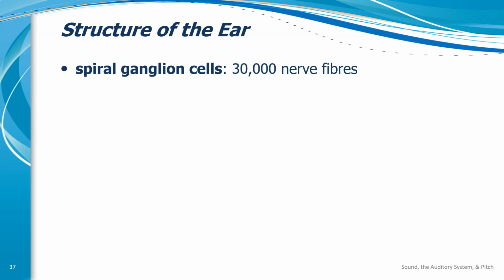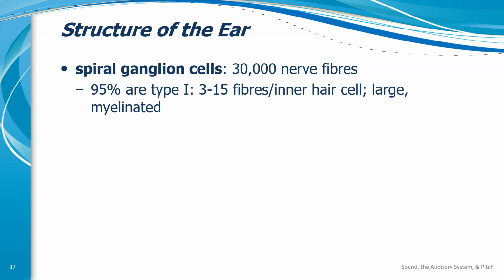So we come to the spiral ganglion cells, and we have 30,000 of these, again, per cochlea. And interestingly, there are a couple of different types. 95% are called type 1. Now, pay careful attention here because it's really easy to get mixed up. For the type 1, there are between 3 and 15 of these type 1 spiral ganglion cells that go to each inner hair cell. These spiral ganglion cells are relatively large and myelinated.